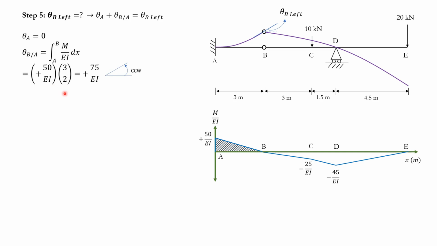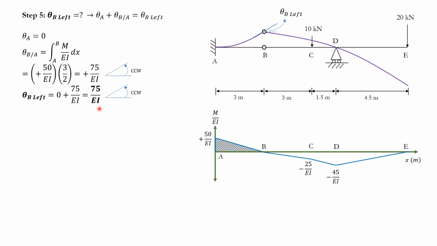You find out what the area is here. It's just a triangle, 50 over EI times 3 divided by 2. That's 75 over EI. And positive, what does that indicate? Counterclockwise. Okay, simple as that. So since this is 0, this is positive, this becomes positive. So theta B will exactly be just 75 over EI counterclockwise. Simple as that. Again, remember, for rotation, positive counterclockwise, negative clockwise.